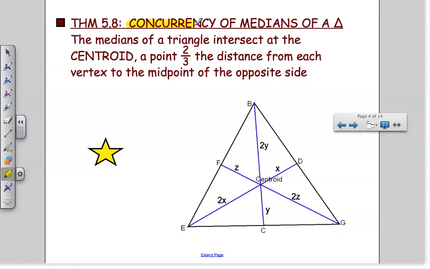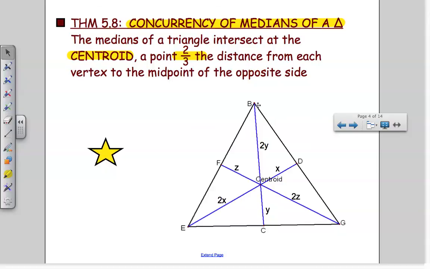So this theorem is the concurrency of the medians of a triangle, that they do all intersect at one point. That point is called the centroid. And the cool thing about this centroid is that this point is 2/3 the distance from each vertex to the midpoint of the opposite side. Okay, I'll explain that a little bit more here.